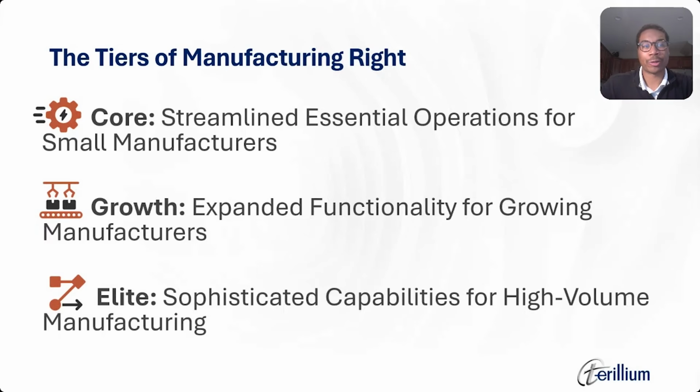When we created Manufacturing Right, we wanted to provide the level of NetSuite that was perfect for the needs of a business, offering 3 separate tiers of functionality that can match exactly what the client needs and nothing they don't. With Manufacturing Right, companies can select from the core tier, the growth tier, and the elite tier, and we'll dive into each level in a little bit more detail.